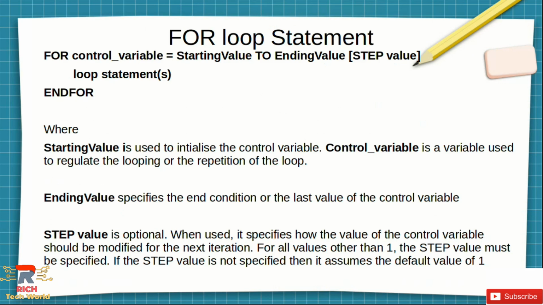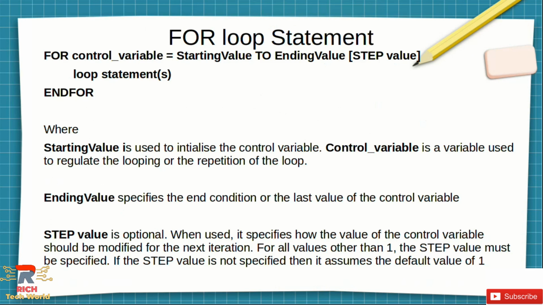Then the next line is the loop statement. Whatever you want to run or execute when the for loop condition is true is placed inside the loop statement, which is the second line we have here. Then we end the whole thing with the end for statement. So basically this is how we write the general structure for the for loop.